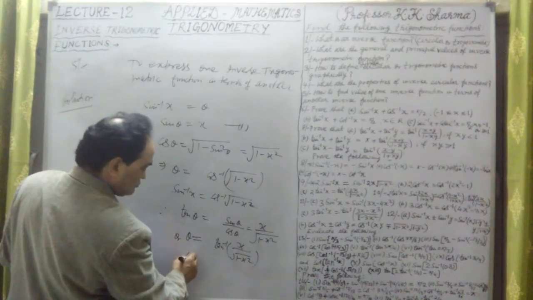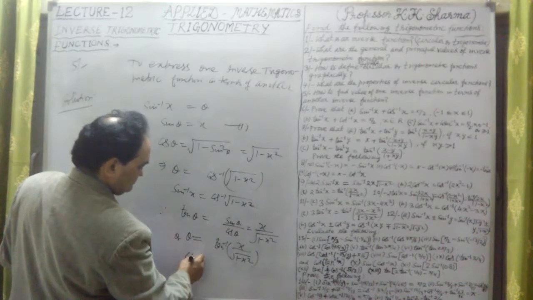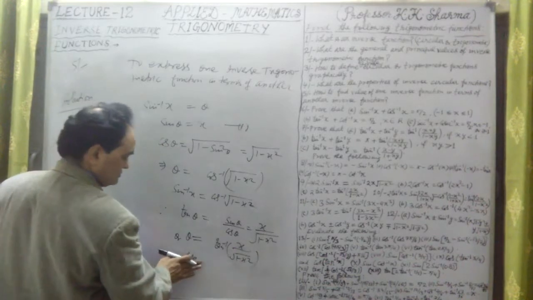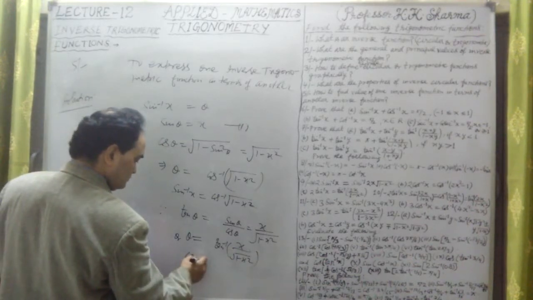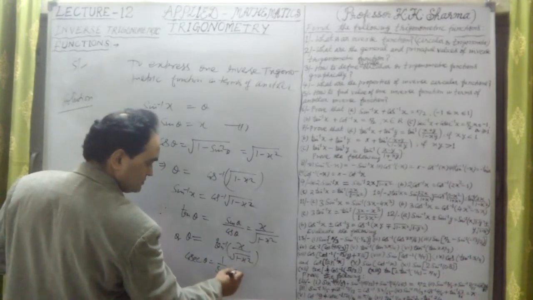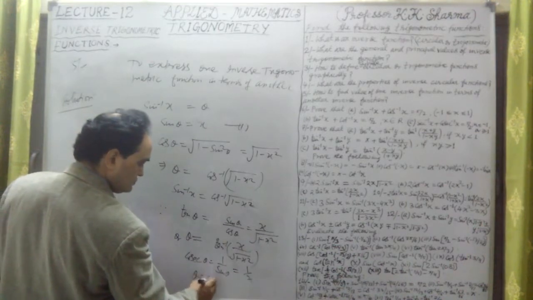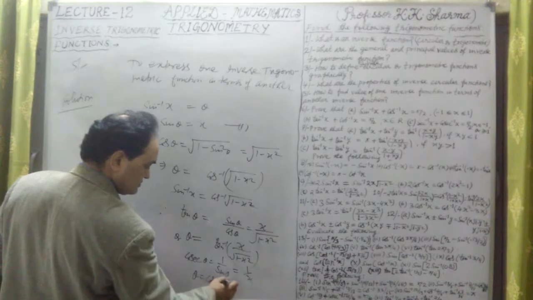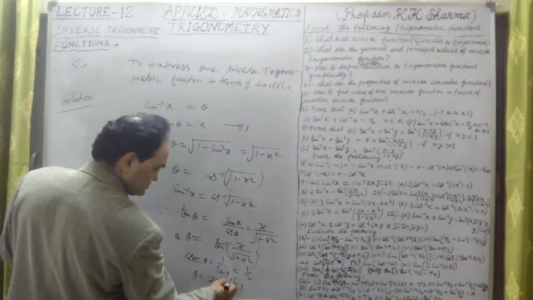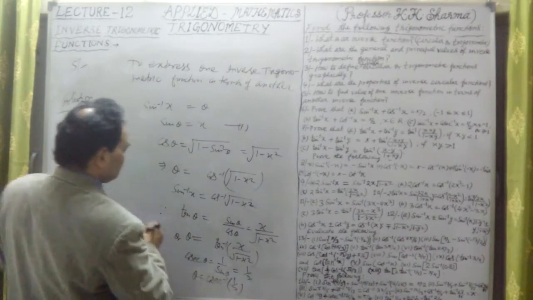Cosec. We know about cosec inverse x, or cosec theta. Now if I find cosec inverse x, because cosec theta is 1 upon sine theta, that is 1 upon x here. So theta is equal to cosec inverse 1 upon x. Okay, so this is sine inverse x. In this way we can express cot inverse x.